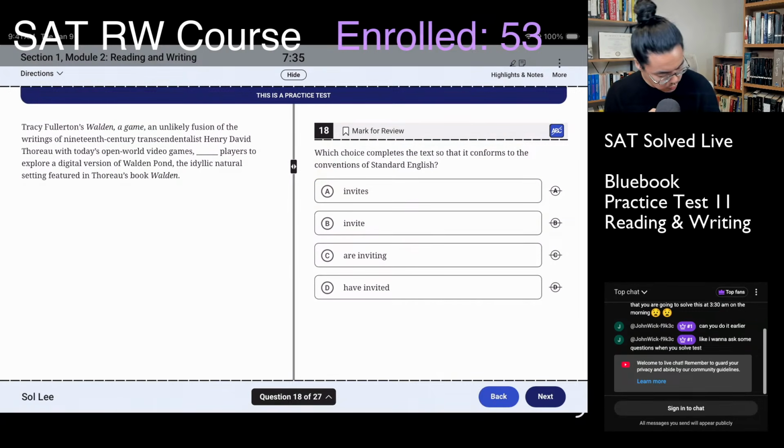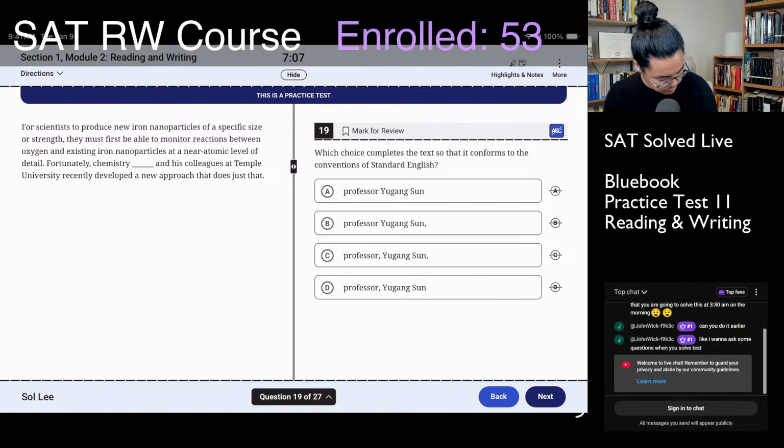18. Walden. Is that a typo? That must be a typo. That italicized bit is a typo. Walden. No, it's a name. Walden, a game. I don't like confusion of the writings. Walden invites players to explore a digital version of Walden Pond. Okay, yeah.